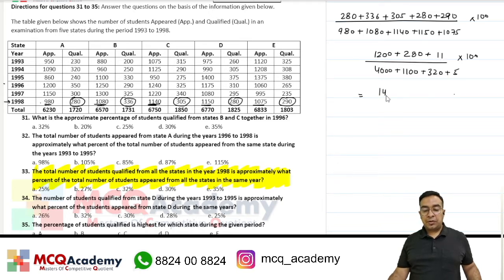So the total value that finally we get is 1200 plus 280 is 1480, and then 11 is 1491, and for the denominator we get 4000 plus 1100, 5100, plus 320, 5420 and 5425. Multiply this value by 100. इसे cancel out करते तो हमारे पास value आती है 5 ones are 5, zeros, 5 eights are 40 and 5 fives are 25. This is 5 20s are 100.